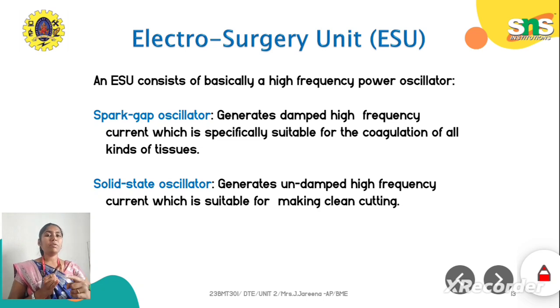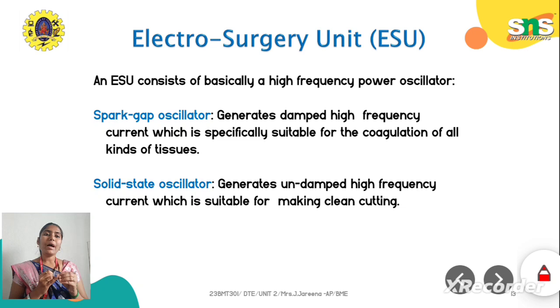Again I'm repeating, the spark gap oscillator will produce a damped high frequency, and the solid state oscillator produces undamped high frequency. One is for cutting, and the other is for coagulation purposes. Now let me ask you one question: what is the difference between damped high frequency and undamped high frequency? First we should know the difference between these two, so then we can know where and how we can use this particular frequency for the applications of cutting and coagulation.